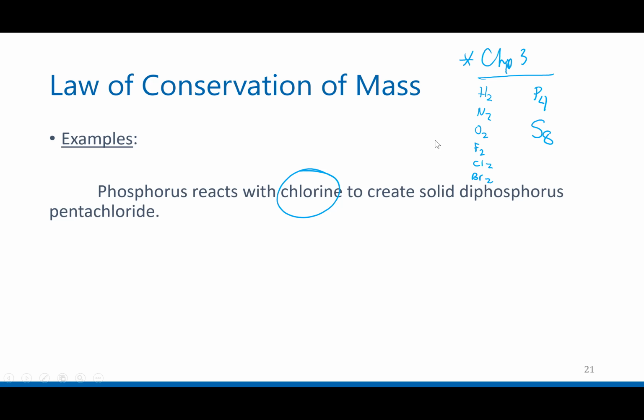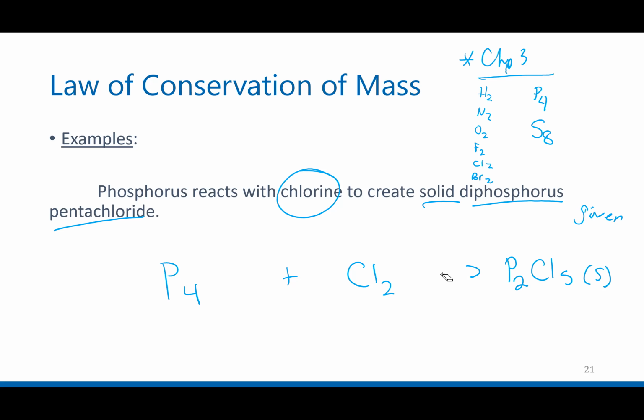All right, so let's write this down. Phosphorus is P4. Chlorine is Cl2. And the product here, I give you all of the information. I would have to give you this on a test. That was supposed to say given. Okay. Diphosphorus, so P2, pentachloride, Cl5, and it's solid.